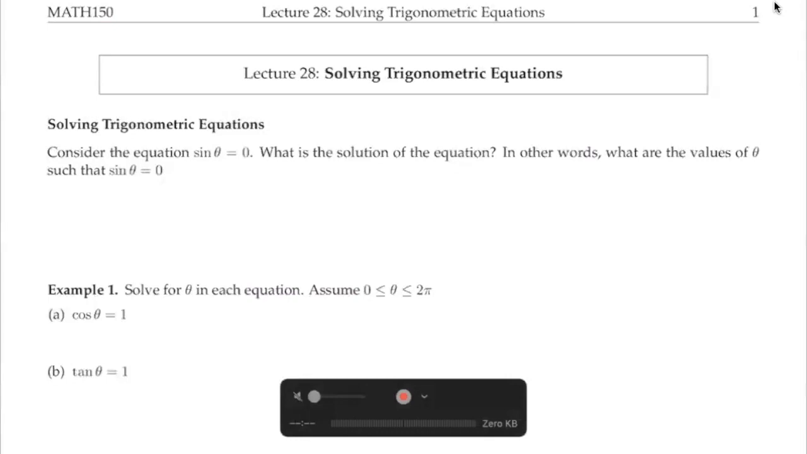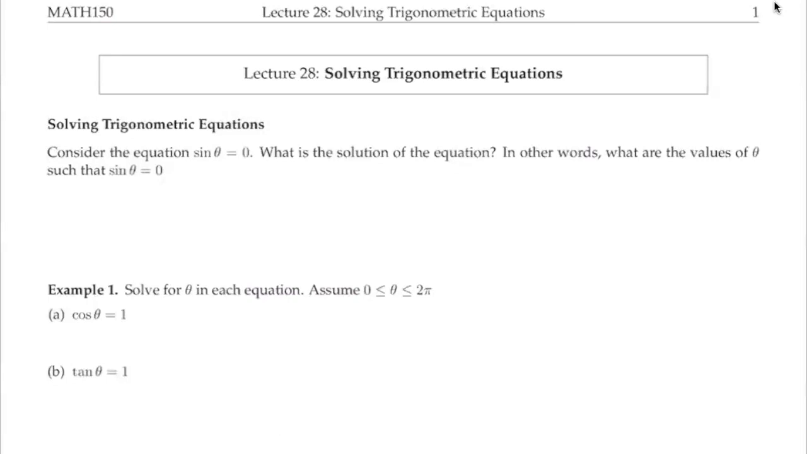Hello everyone, welcome to lecture 28, solving trigonometric equations. So in the last lecture, when we talked about inverse trigonometric functions, there are situations where you are given the value of sine, let's say sine of theta equal to a certain number, and you're looking for the value of theta.